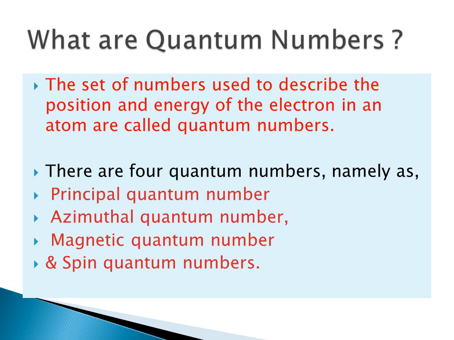Now, there are 4 quantum numbers, namely: first is the principal quantum number, second is the azimuthal quantum number, which is also called angular momentum or subsidiary quantum number, third is the magnetic quantum number, and fourth and last is the spin quantum number.